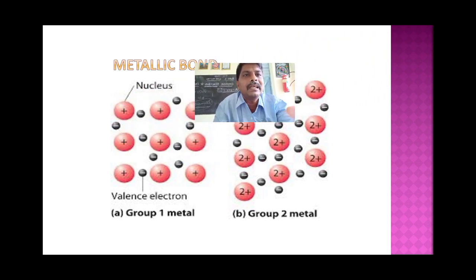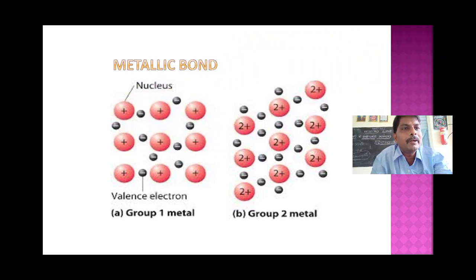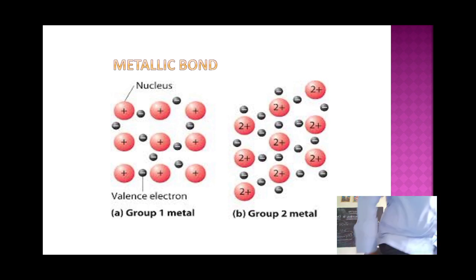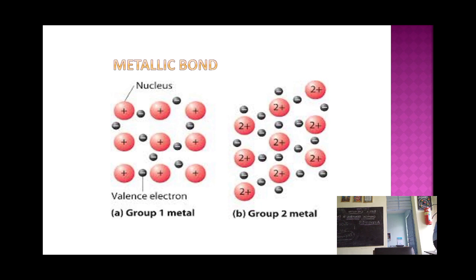Next one is very important. For you it is a new topic. Metallic bond. So before going to understand metallic bond, you take group 1 elements. Group 1 elements contain one valence electron. Sodium, potassium, rubidium, they contain one valence electron.